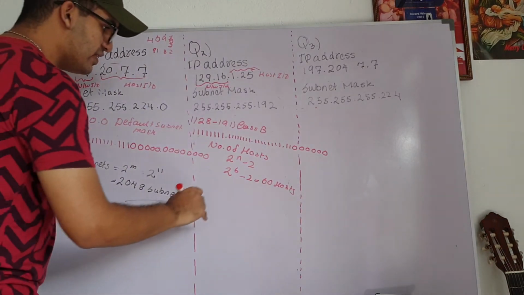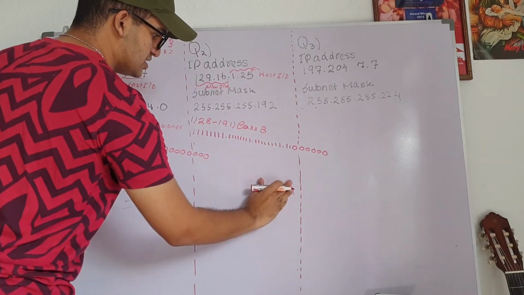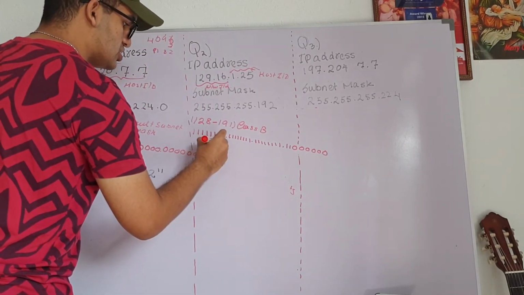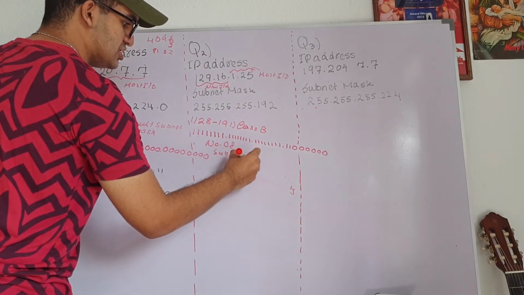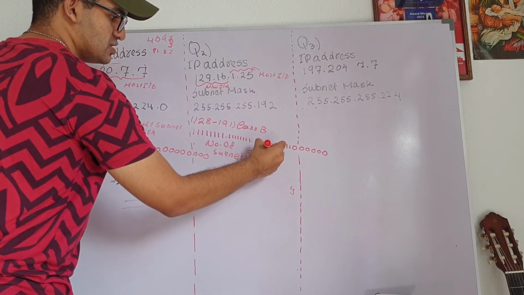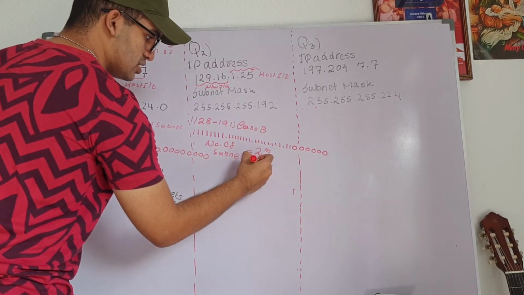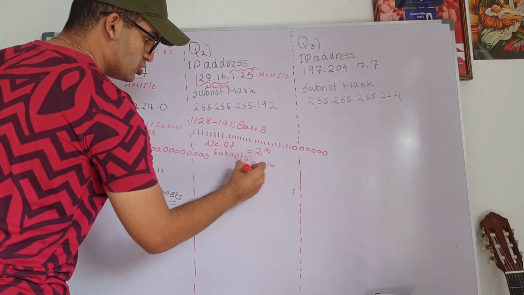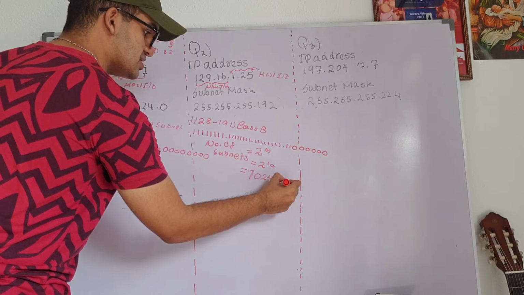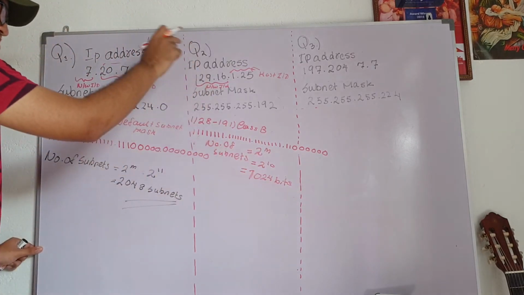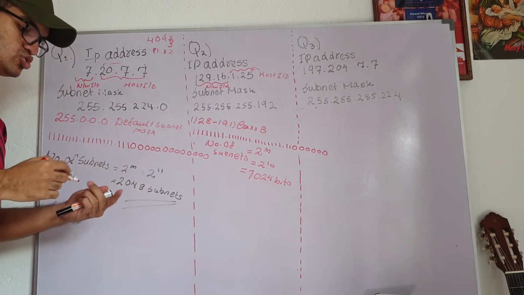So 60 hosts, and now we are going to find the number of subnets. It's going to be 2 to the power n. There are 10 ones, and 2 to the power 10 is going to be 1024. So now that you know the number of subnets and number of hosts in the second question, let's move on to question number 3.